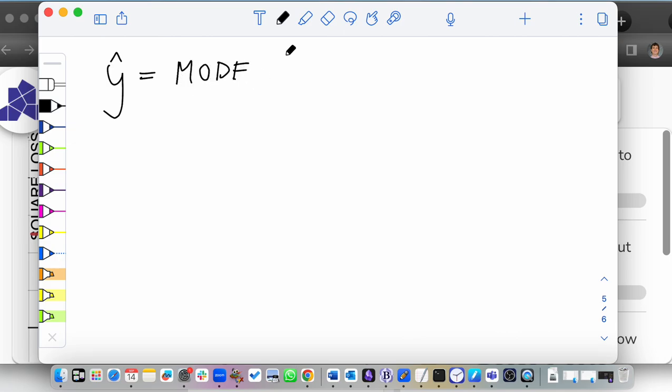The mode means whichever one came the most times of y1, y2, all the way up to yn data. Whichever one came the most times, we pick that one. That's the most likely one. That's what we're going for, right? Great idea. Fantastic idea. Anybody have any other ideas?